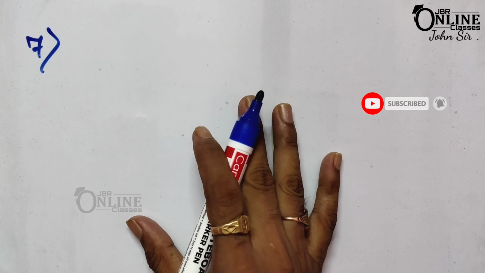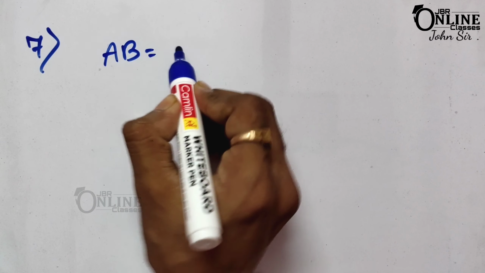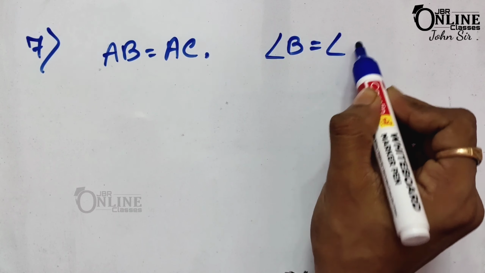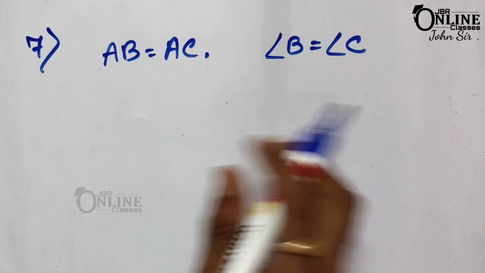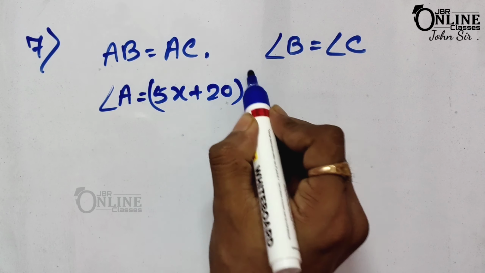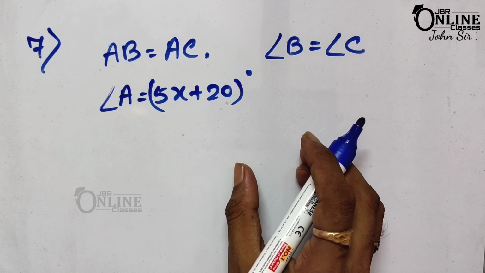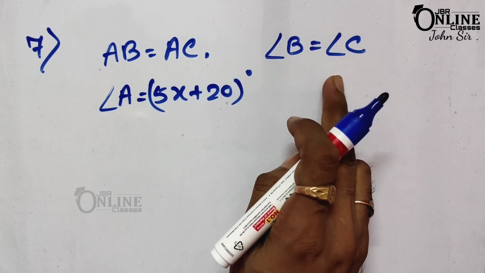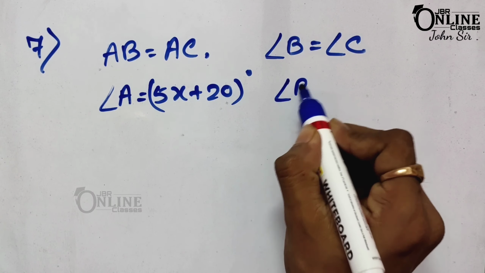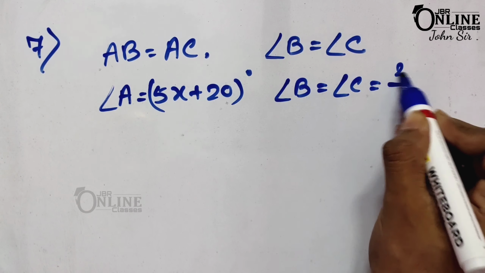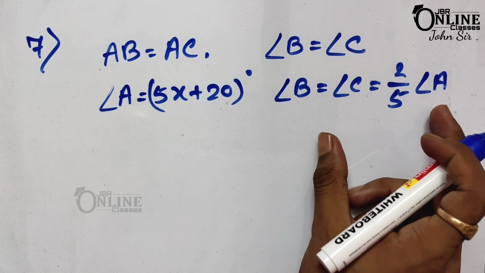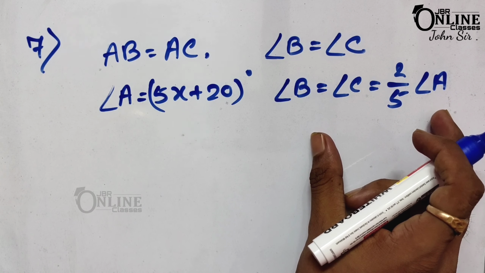Now sum number 7. Here in triangle ABC, AB equals AC. So if AB equals AC, then definitely you know angle B equals angle C. And here angle A equals 5x plus 20 degrees. It's given. And each of the base angles, that means B and C, will be 2/5 of angle A. So angle B equals angle C equals 2/5 of angle A. Okay, you have to find out the value of angle A, or the measurement of angle A.